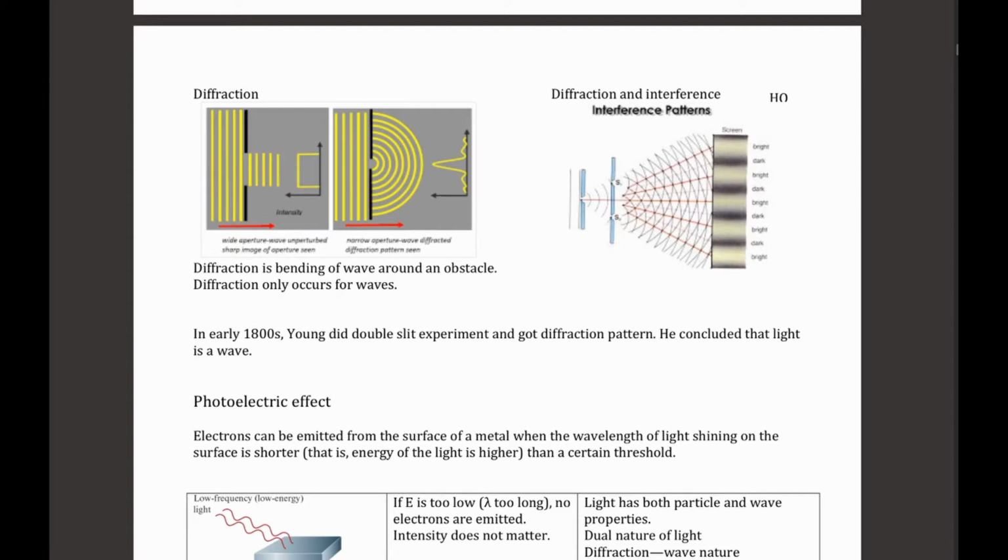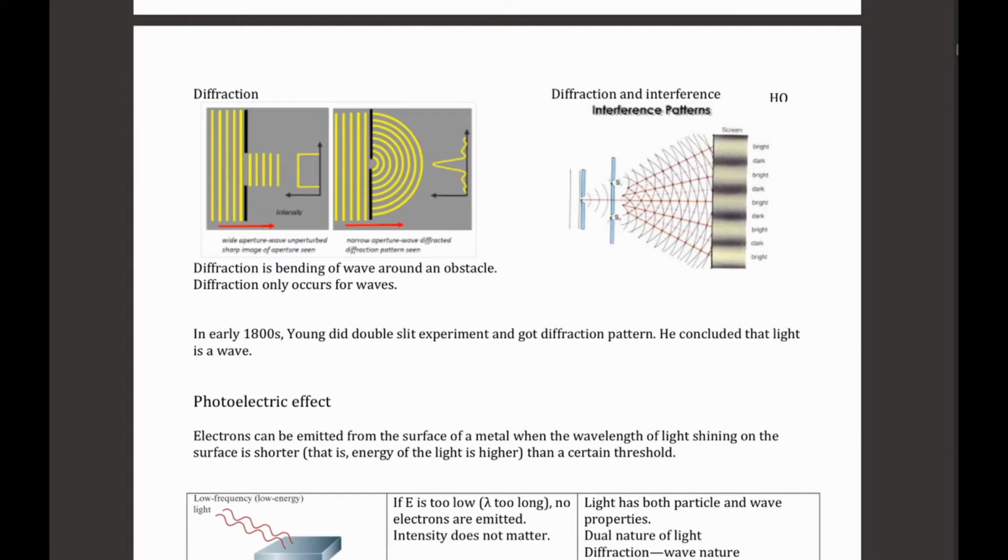Now make that barrier much, much smaller, so there's only a small gap for the waves to come through. Well, if the gap is only about as wide as the wavelength of the waves, it turns out the waves will get through it and they will bend around it. That's called diffraction. It's the bending of a wave around an obstacle. That phenomenon of diffraction only occurs for waves.